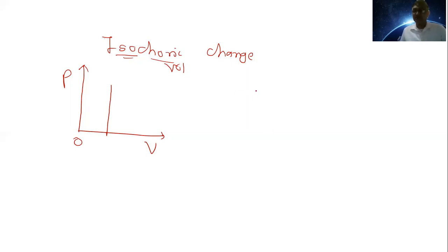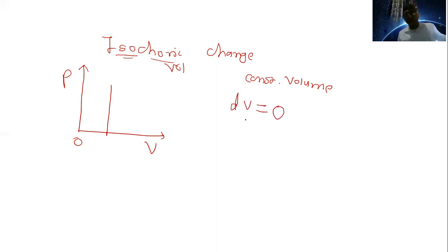The change in the state of the system at constant volume is called as the isochoric change. And we can write the condition for isochoric change: dV is equal to 0. Change in volume is equal to 0. That is isochoric change.